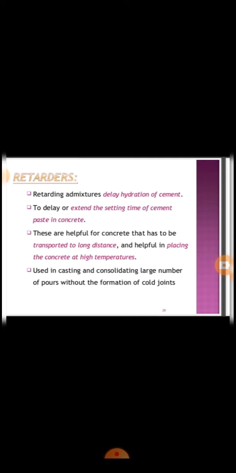Retarding admixtures delay hydration of cement. They are used to delay the rate of setting of concrete. Retarders slow down the chemical process of hydration and thereby concrete remains plastic and workable.